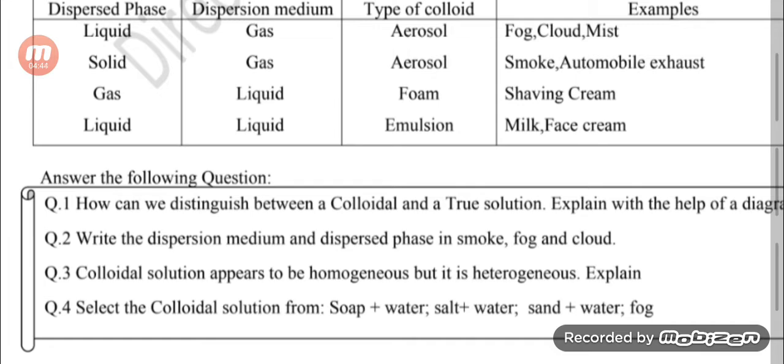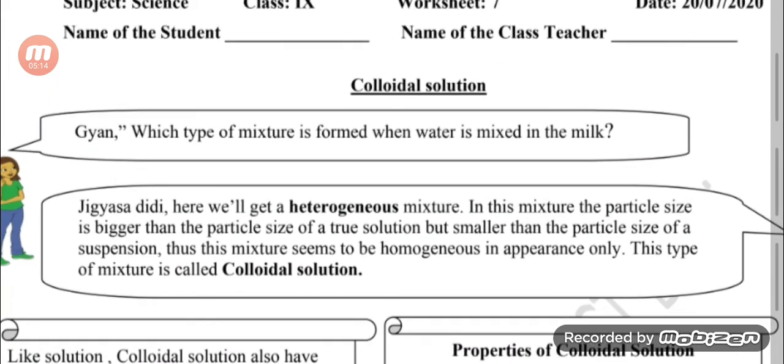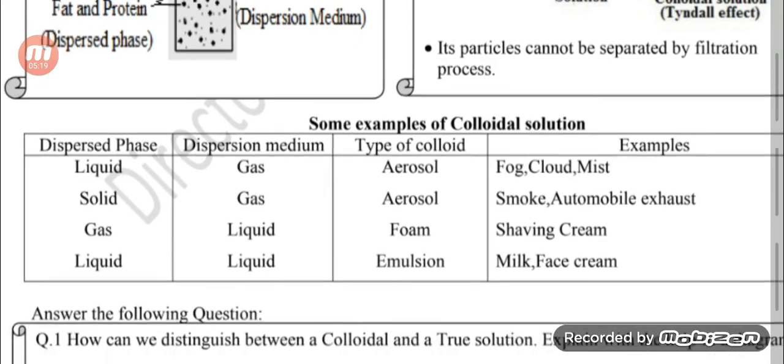Students, soap and water is a colloidal solution. Salt and water, as salt is fully dissolved in the water, is not a colloidal solution, it is a true solution. Sand and water, sand is not dissolved but remains at the bottom of the beaker in the water, so it is a suspension. And the last one is fog. It is a type of colloidal solution. I think you can understand about the colloid, its properties and its two parts, and also its examples.